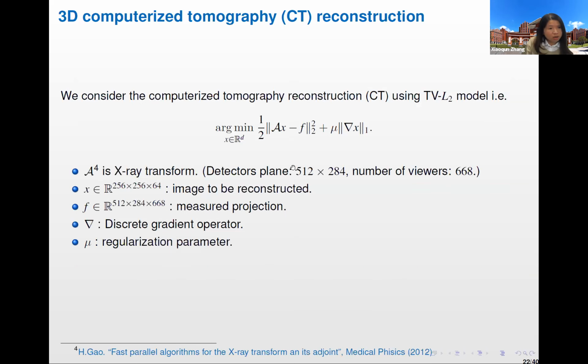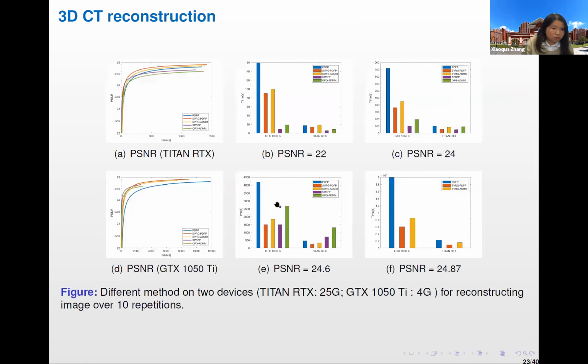And we apply this algorithm to 3D CT reconstruction. So we know in general, 3D reconstruction takes a lot of time because the size of the problem is huge. For this particular example, we did a simulation with a detector plane. This is a 2D plane, and the number of views is this six, this number, and the image to be reconstructed is this size. So in this case, both the number of data and the number of features are huge, okay, both large scale problems. And we actually tried this problem on two different types of GPU card to see how they perform with different computation resources.